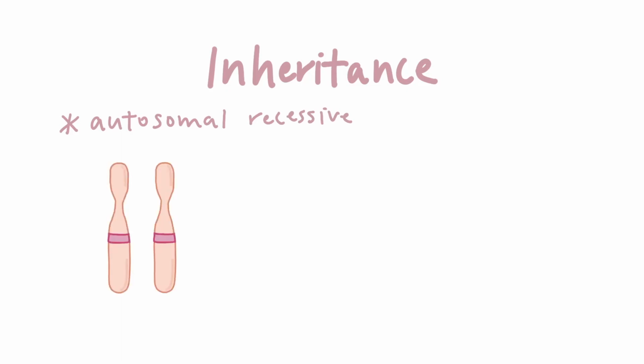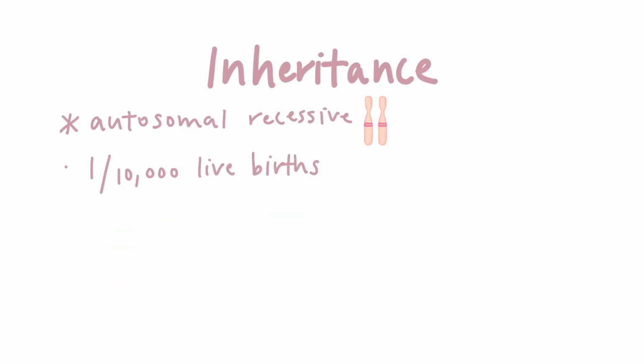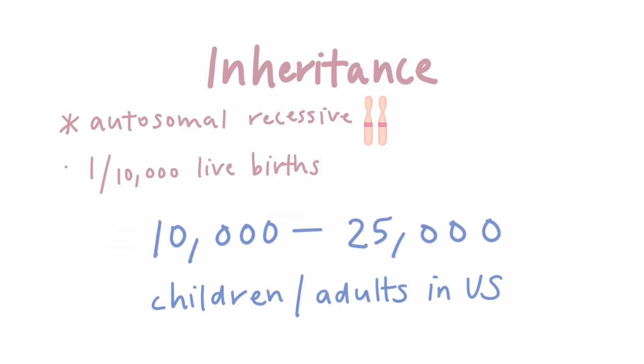Because SMA is a genetic disorder, it is inherited between generations, following an autosomal recessive pattern. This means that a child must inherit 2 mutated copies of the SMN1 gene, one from each parent, to have SMA. SMA is the leading genetic cause of death in infants, affecting 1 in 10,000 live births. This translates to around 10,000 to 25,000 affected children and adults in the US.